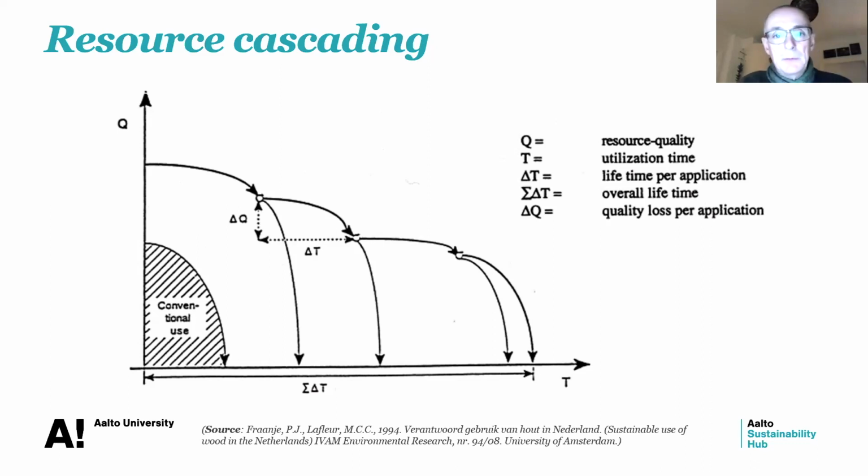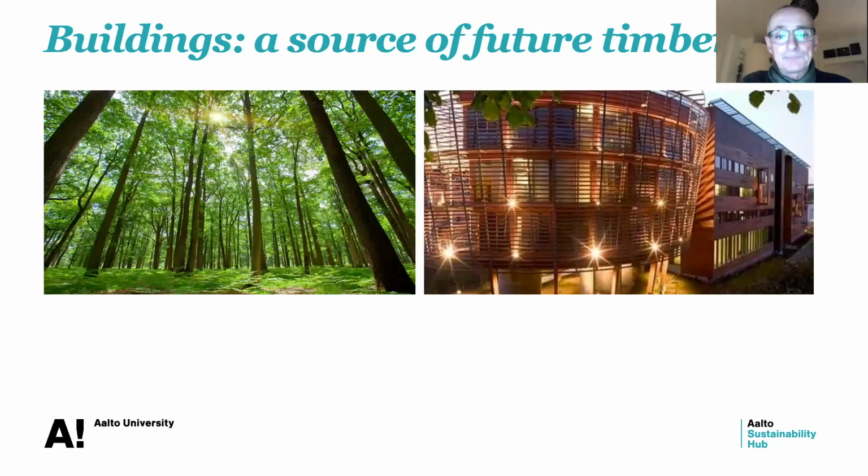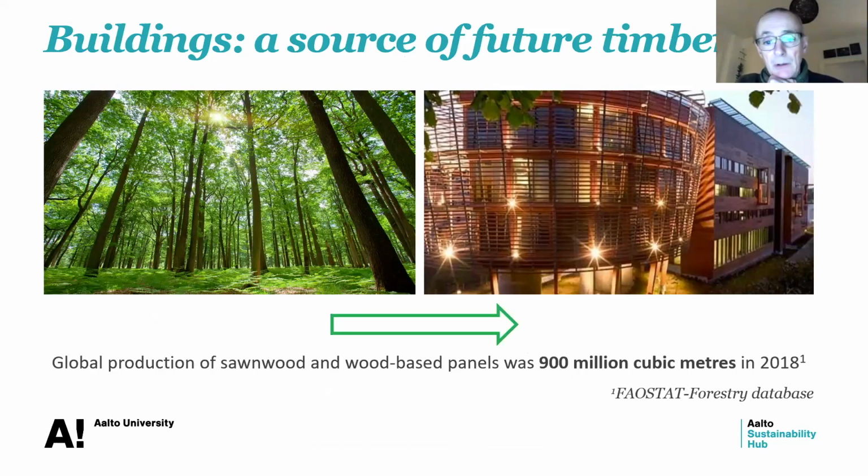I'll come back to that in a moment, but maybe a little bit more about the resource cascading. Of course, a lot of wood is going into buildings. Something of the order of 900 million cubic meters of wood, sawnwood and wood-based panels is produced on an annual basis globally. That's a colossal amount of material, quite frankly. Not all sawnwood and wood-based panels go into construction, but a large proportion do. So a lot of the carbon that's locked up in the forest is being transferred to the built environment.